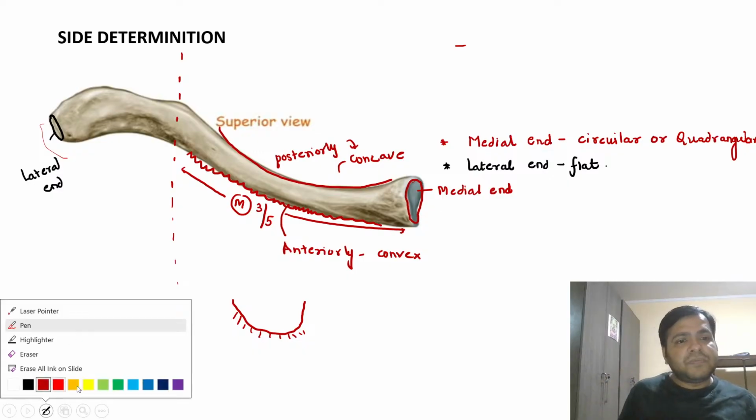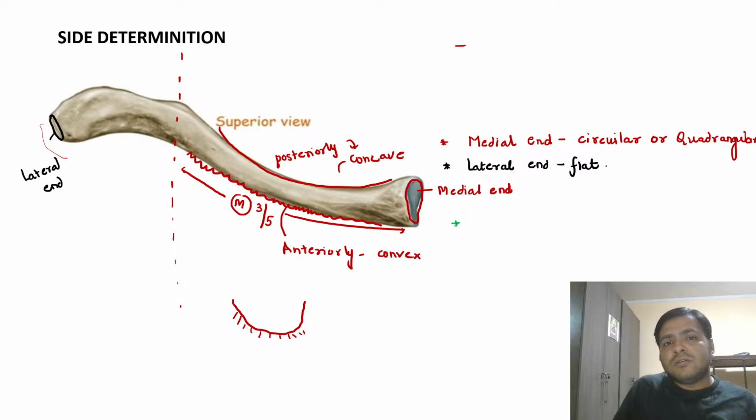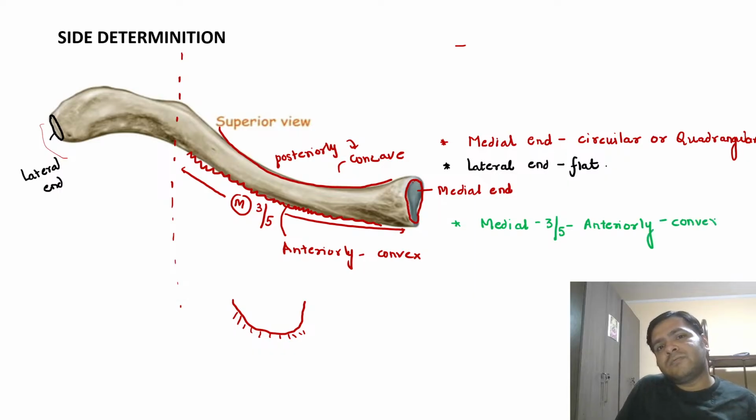So remember the medial 3/5, anteriorly, it is convex, posteriorly, it is concave. Posteriorly, it is concave, right?